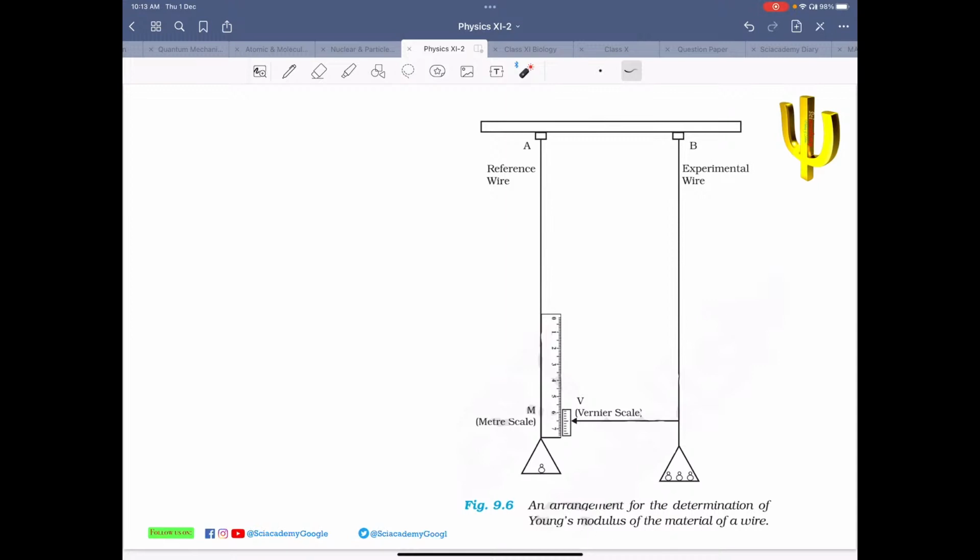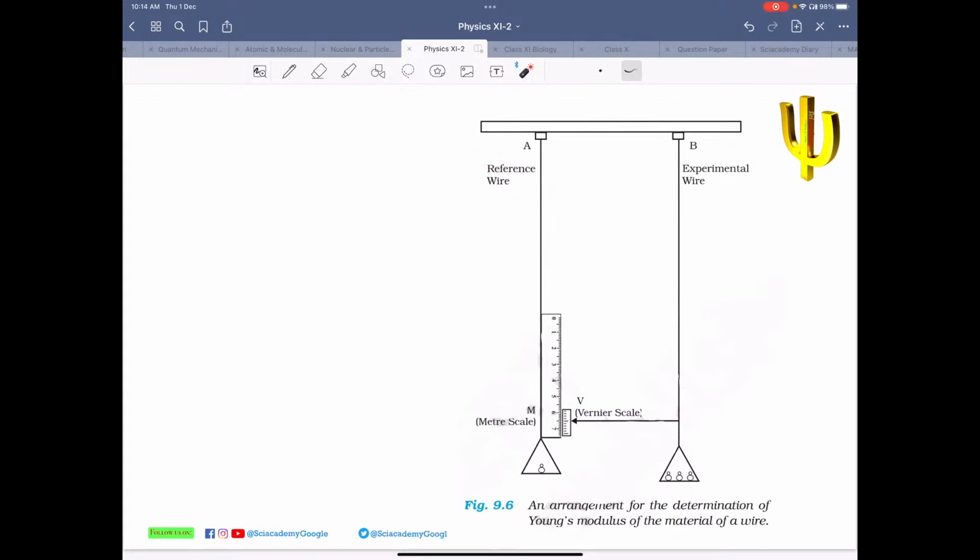Okay, so you must have a doubt or query: why are we using the reference wire, because we can do this experiment with a single experimental wire. Why are we using the reference wire? So the reference wire is used for compensation.